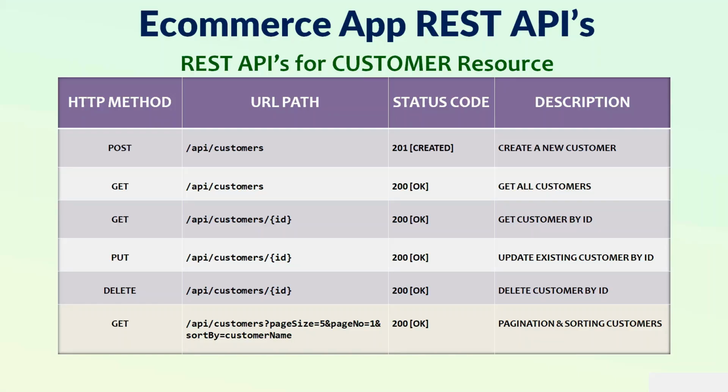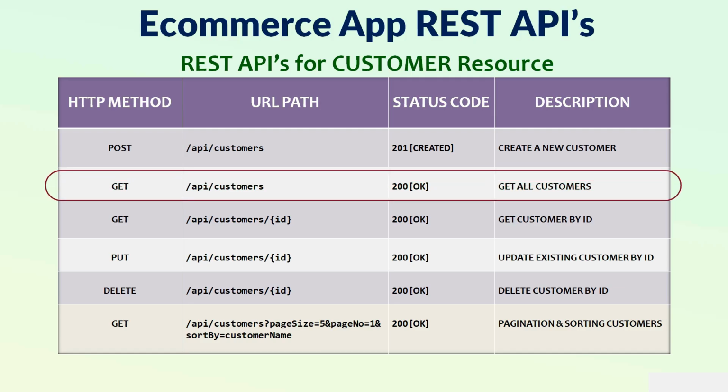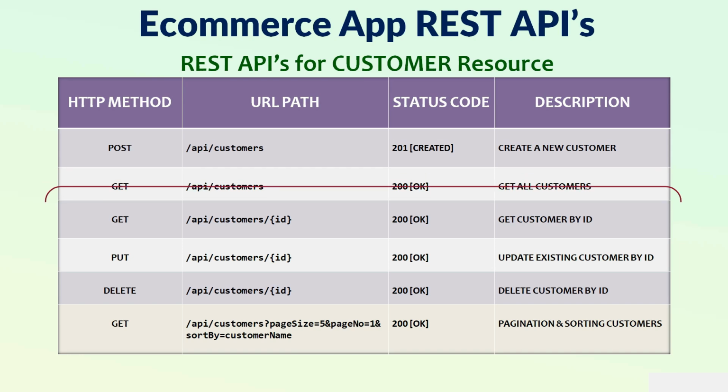Hi everyone, welcome back. This is the customer resource design. Here, this is the get all customers REST API. It will handle the HTTP GET method, the URL path is /api/customers, and its status code is 200 OK. Now let's implement the get all customers REST API. Okay, let's move to STS IDE.